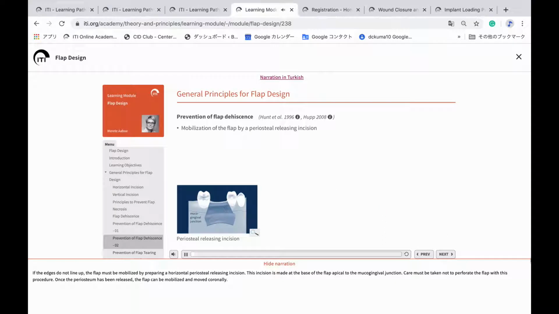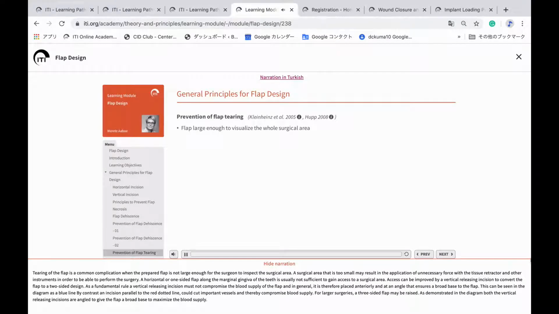If the edges do not line up, the flap must be mobilized by preparing a horizontal periosteal releasing incision. This incision is made at the base of the flap apical to the mucogingival junction. Care must be taken not to perforate the flap with this procedure. Once the periosteum has been released, the flap can be mobilized and moved coronally.